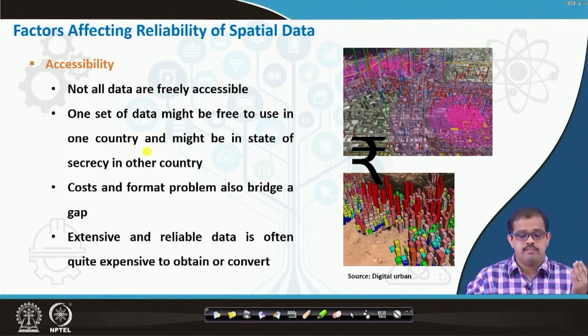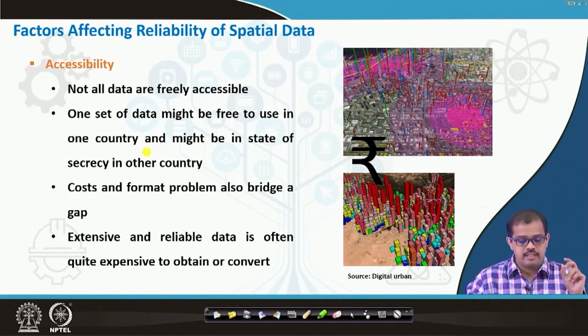One set of data might be free to use in one country and might be a state secret in the other country. So look at what data at a specific country it is used, or it may even be between the states, even between the corporations also. Cost and format problems also bridge a gap. Now most of the data that India is producing is interoperable, so most of them follow interoperability standards. So looking at this, this may not be much of a big issue.